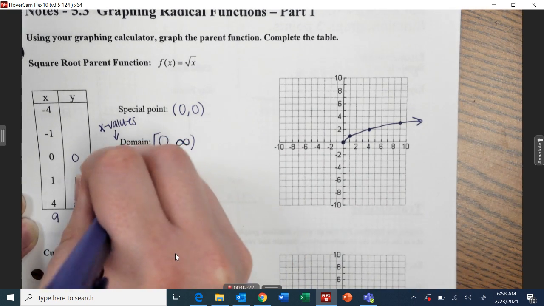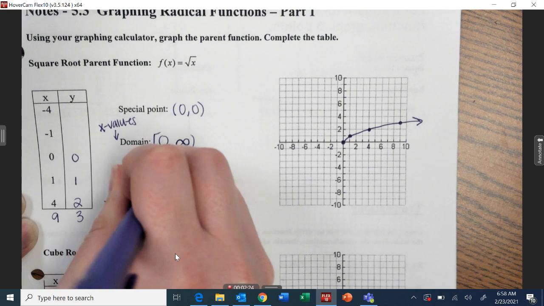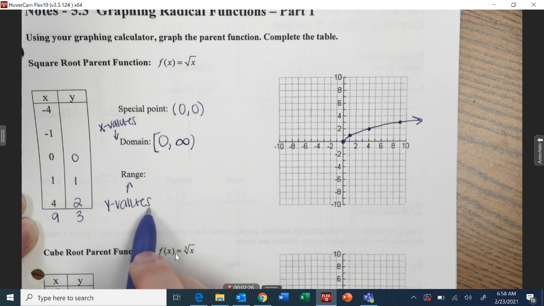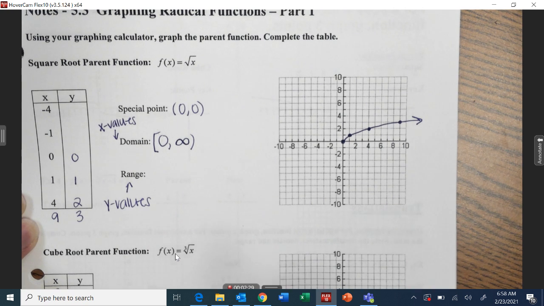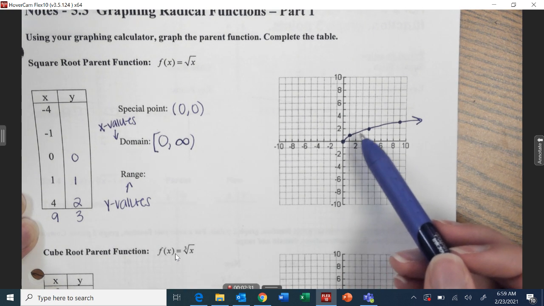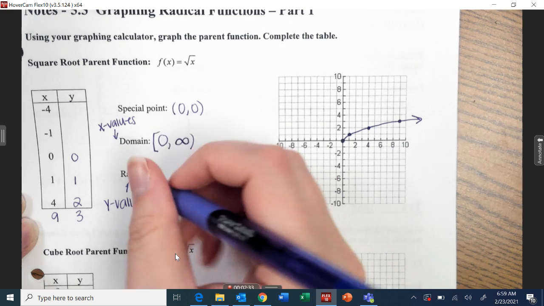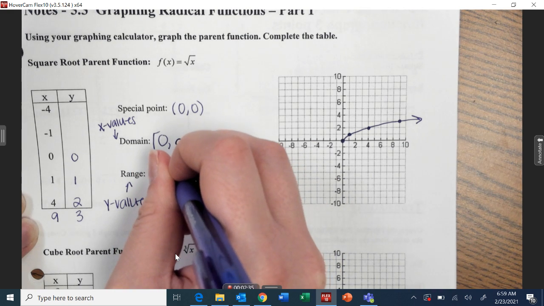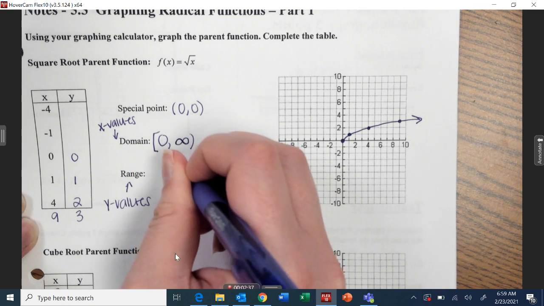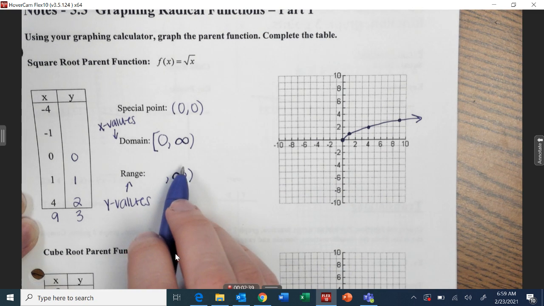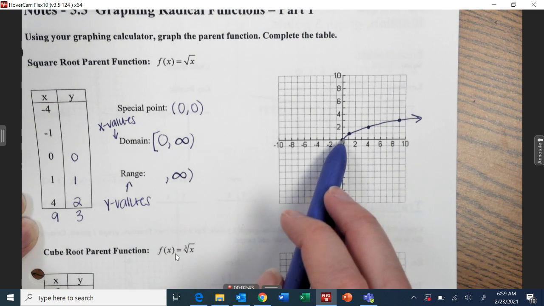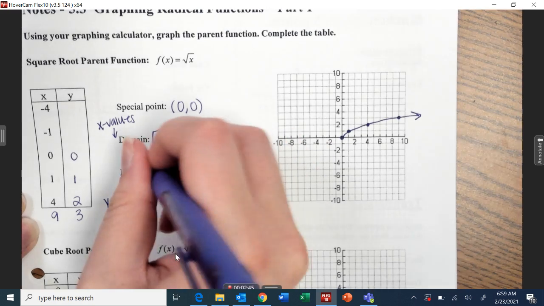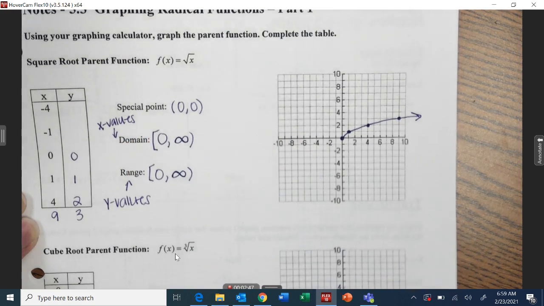Range refers to the y values that we have. So whether I'm continuing up or down or both directions. As I move to the right, I'm continuing up forever. Up is a positive direction, so I'm approaching positive infinity. Smallest value over here is the lowest point on the graph, which is this point, which is a y value of 0.